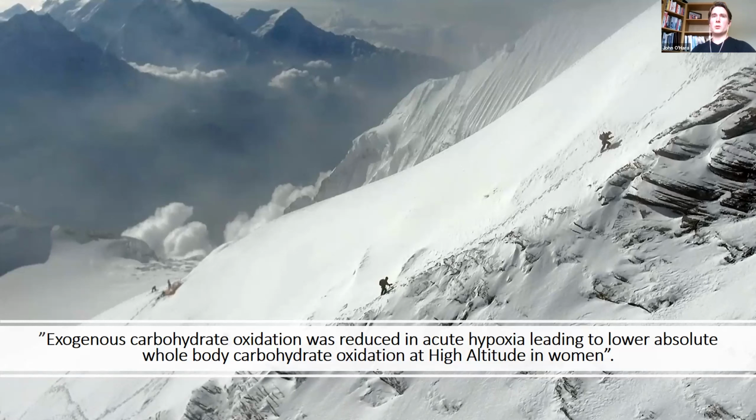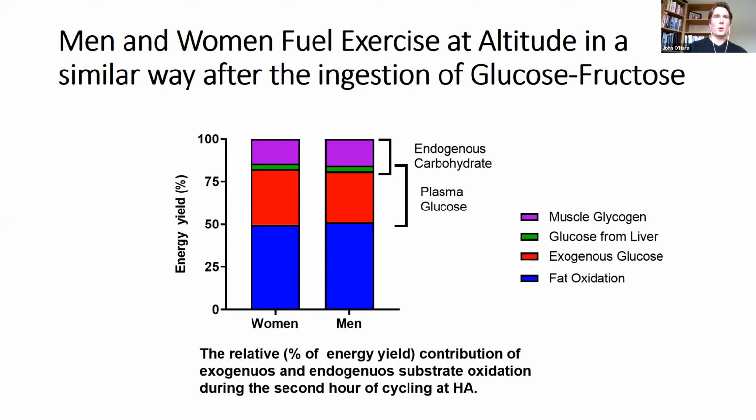Apologies, my conclusion is slightly wrong, but we saw a lower exogenous oxidation in acute hypoxia, but that didn't really lead to a lower whole body carbohydrate oxidation at high altitude in these women. What was really interesting is that Claire identified that there hasn't been a paper that's done a direct comparison between men and women. That's not something we've written up as a direct comparison, but we're able to make a direct comparison because we've got the same participants under the same control conditions, doing the same protocols.